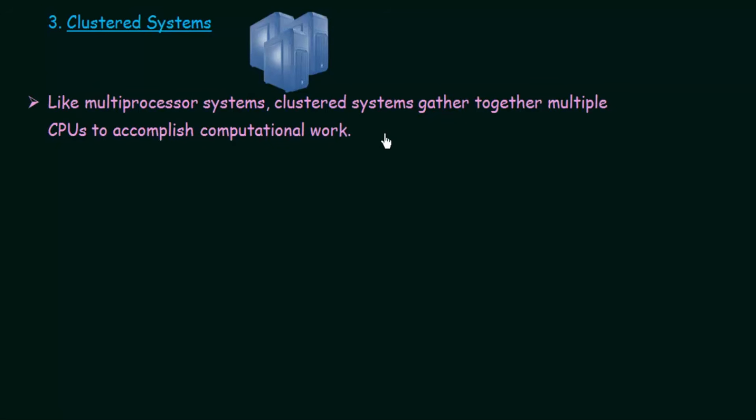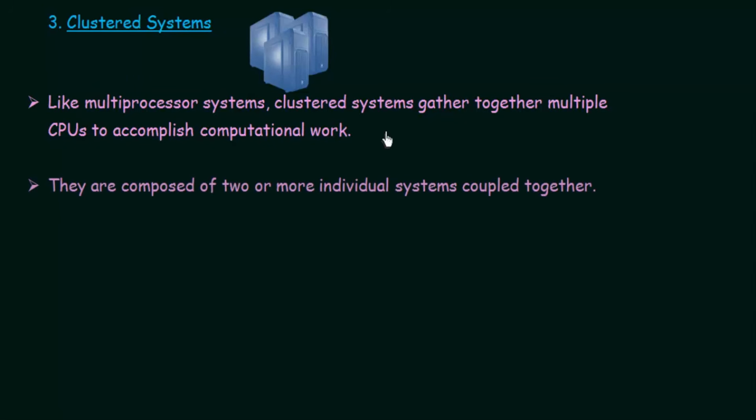Now you may be thinking, if that is the case, then what is the difference between multiprocessor systems and clustered systems? So the difference is that they are composed of two or more individual systems coupled together. So in a multiprocessor system, what we had was two or more processors. So only the processors were the multiple things that we had. But in a clustered system, we have the complete system that is coupled together. That means two or more individual systems, complete systems, not only the processor, but the complete systems are coupled together and they form a cluster. So that is what we mean by clustered systems.